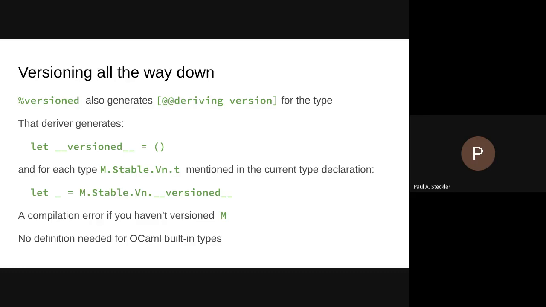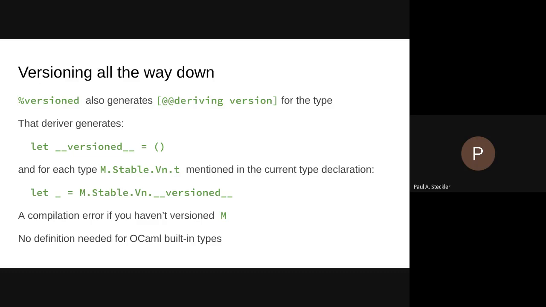Okay, besides the bin_io deriver, the versioned module annotation also generates deriving version for that type, and that generates a bit of code, let __version__ = (), and that's just a marker saying, yes, this particular module has been versioned. And then when we're defining a type, if it refers to another version type, we generate a declaration that refers to that marker for that other module. And that enforces the fact that we have versioning for all the types that are involved.